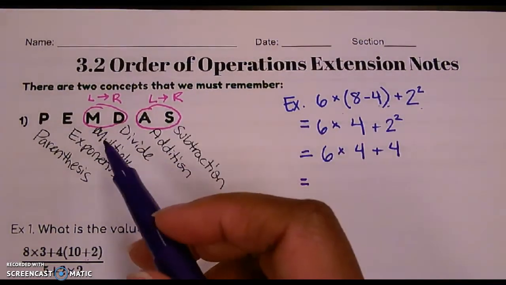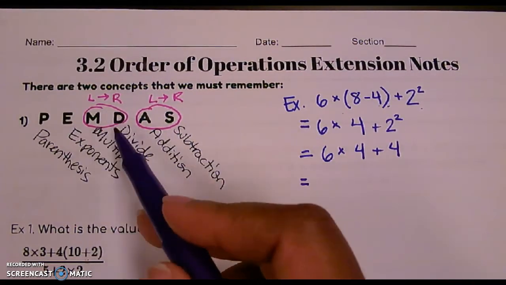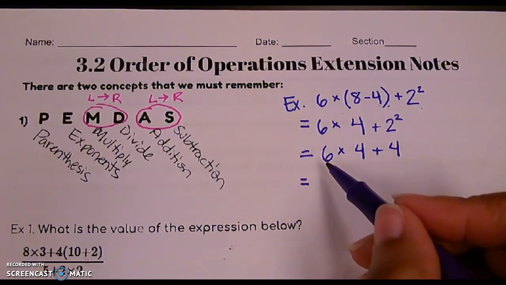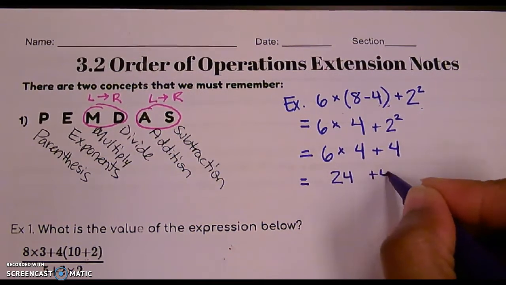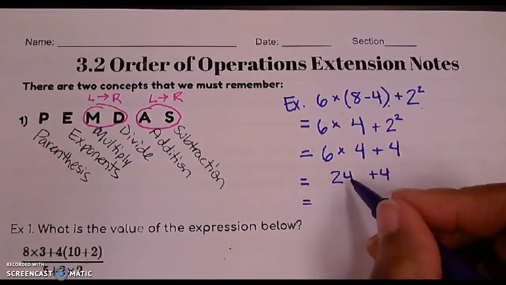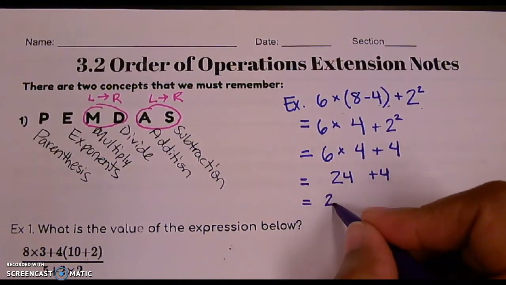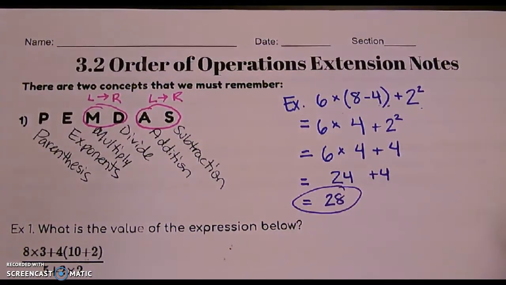The next thing I'm going to do is see whether or not I have any multiplication or division, and I do. 6 times 4 is 24 plus 4. And finally, 24 plus 4 is 28, which is my final answer.